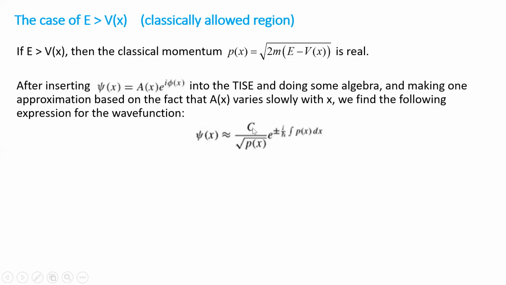So psi of x turns out to be a constant over the square root of the classical momentum times e to the plus or minus i over h bar integral of p of x dx. Okay, so the antiderivative of p of x dx. So that's a nice expression.